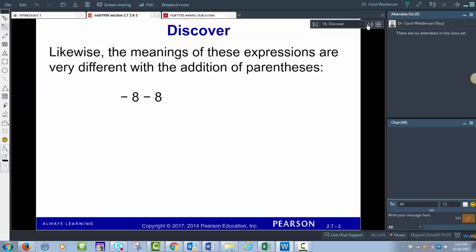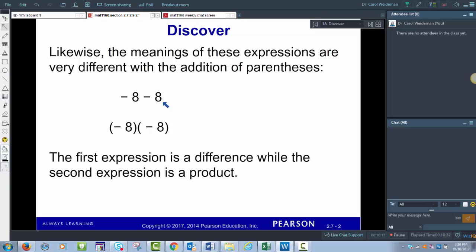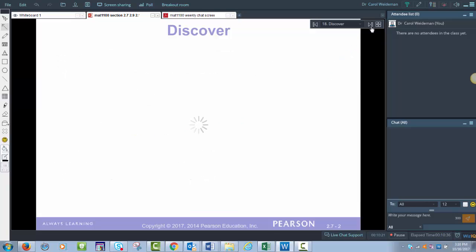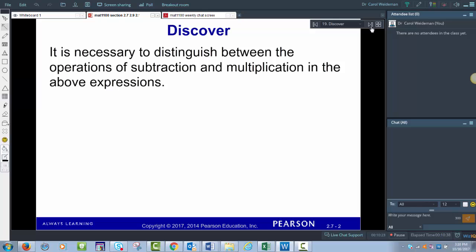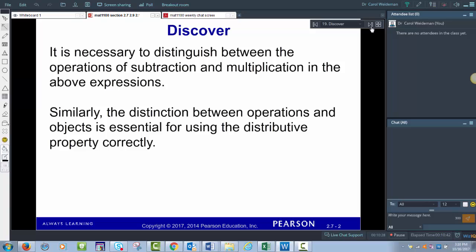So for instance, if we have this expression here, if we put some parentheses in, it changes the entire meaning of the mathematical expression. This is negative 16, this is 64. So by adding the parentheses, we have a difference here, and here we have a product. So parentheses can tell us a lot. It's necessary to distinguish between the operations of subtraction and multiplication in those above expressions.